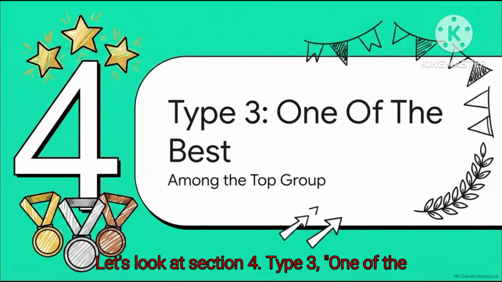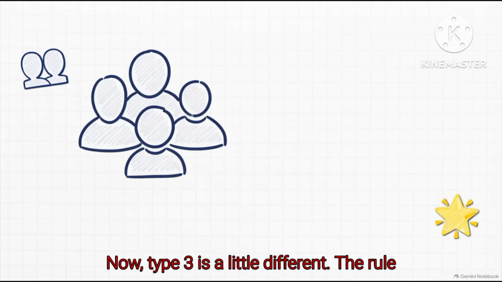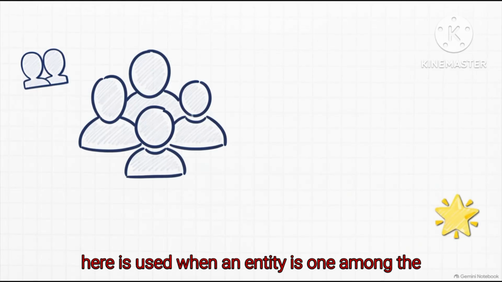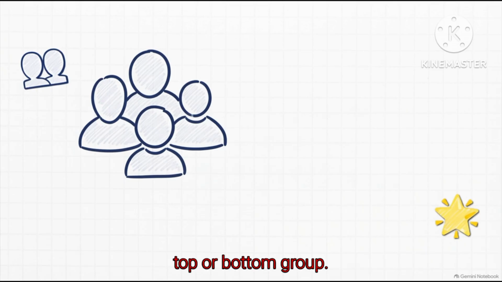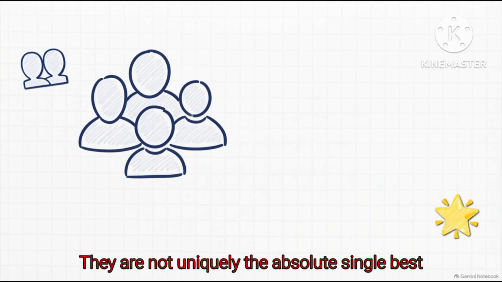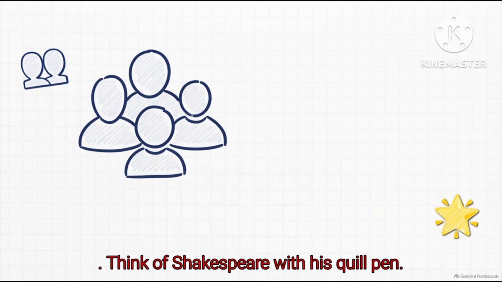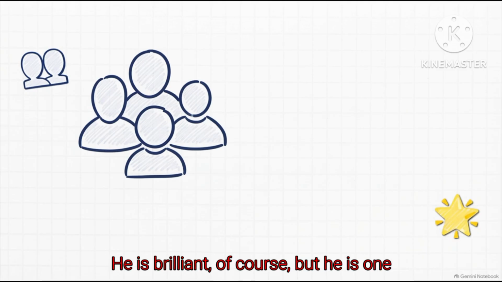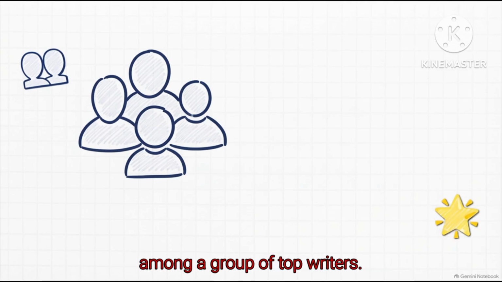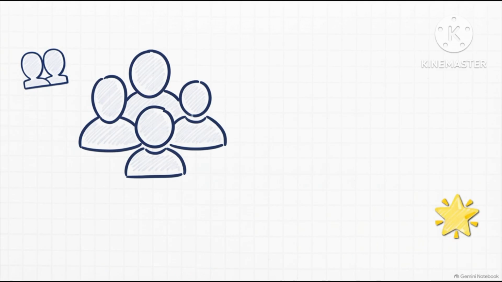Let's look at Section 4, Type 3, one of the best. Now, Type 3 is a little different. The rule here is used when an entity is one among the top or bottom group. They are not uniquely the absolute single best. Think of Shakespeare with his quill pen. He is brilliant, of course, but he is one among a group of top writers. There are other great writers existing too, isn't it?